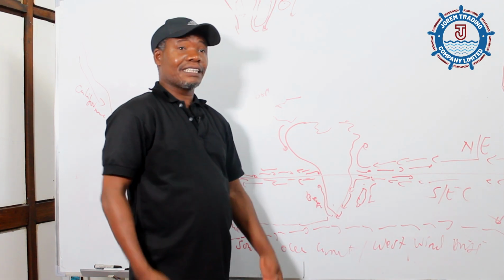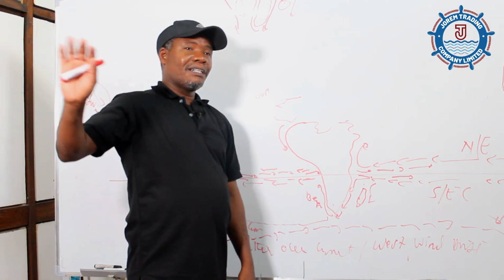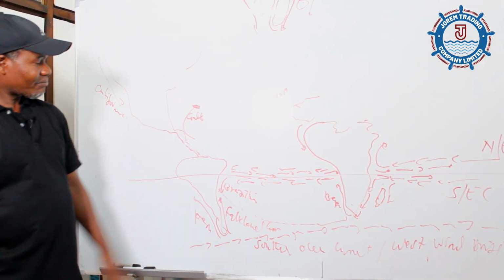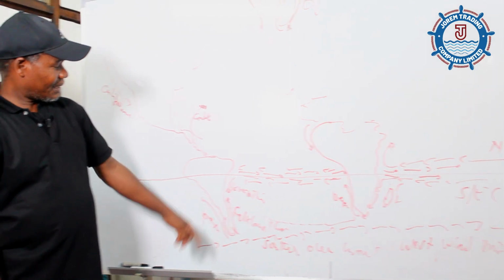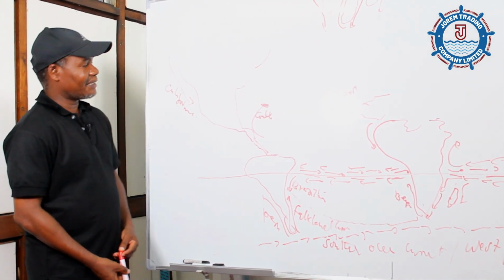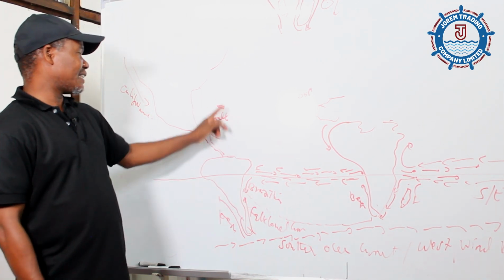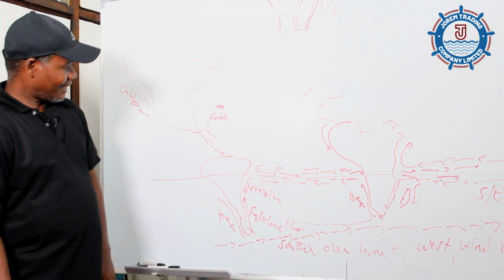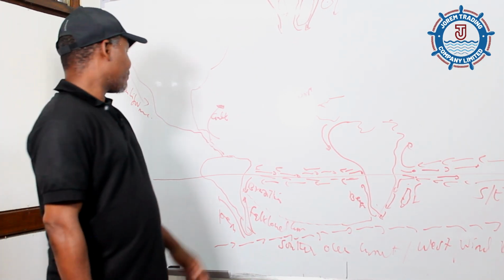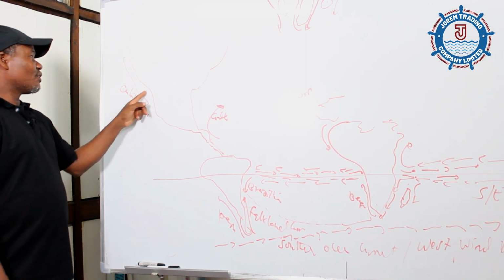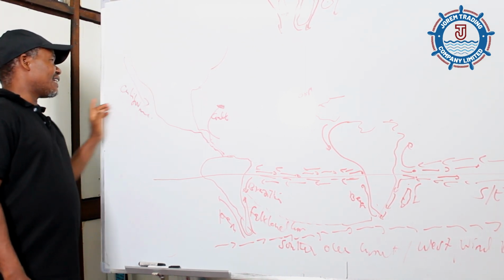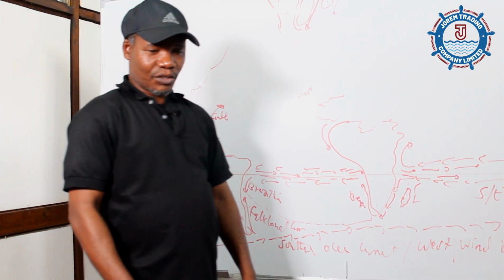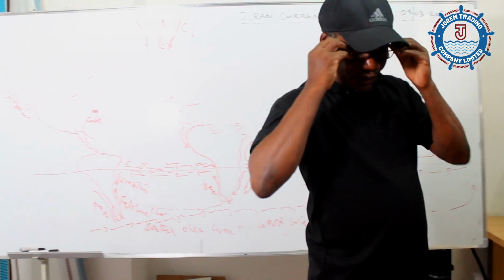For example, the Mozambique current is warm and is found on the western shore of the Indian Ocean, and the Brazilian current is warm and is found on the western shore of the Atlantic Ocean. Of course, the Gulf Stream also is found on the western shore of the North Atlantic Ocean. So this is how we can see. And of course, this one is cold because it is on the eastern coast of the Pacific Ocean. Likewise, this one is cold because it's on the eastern coast of the Pacific Ocean.